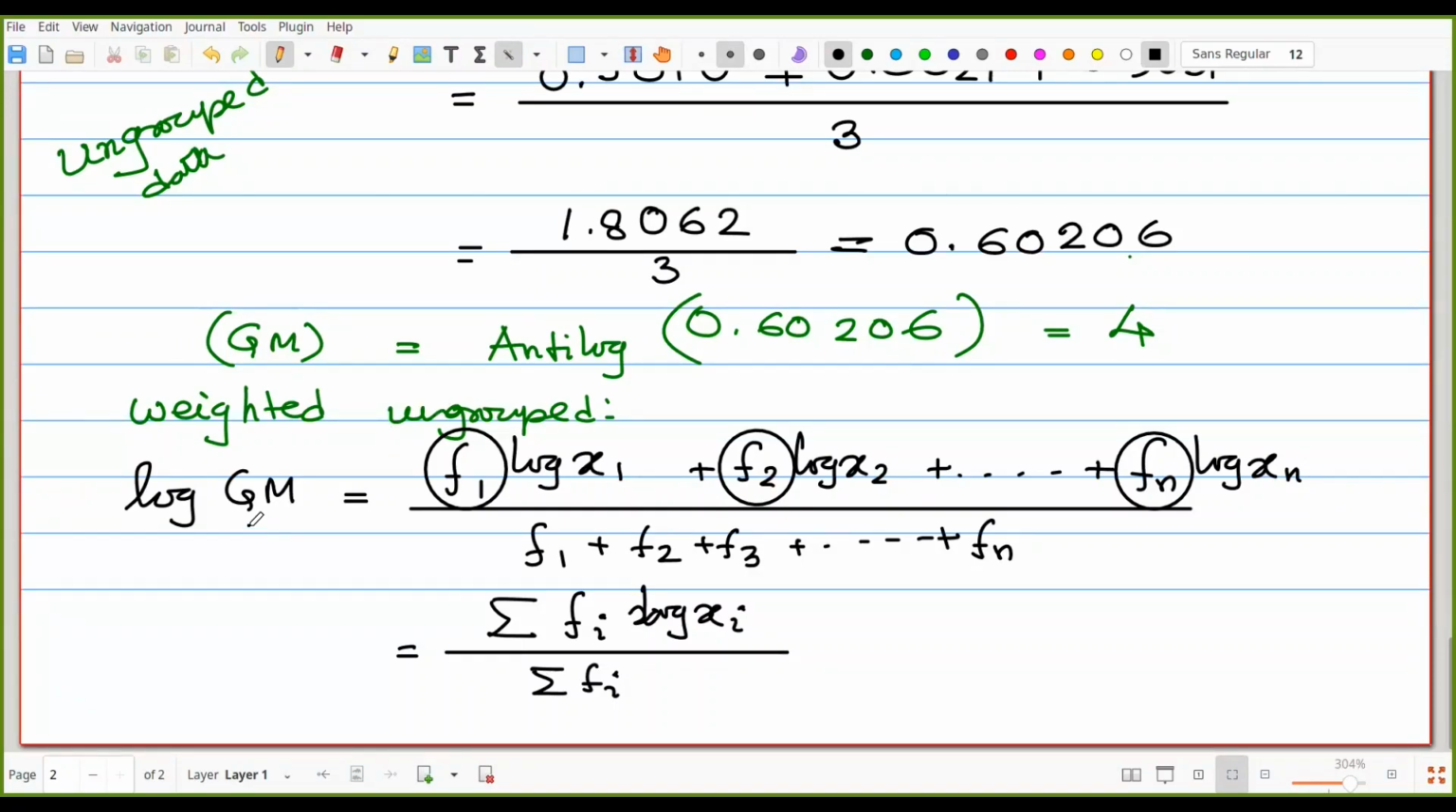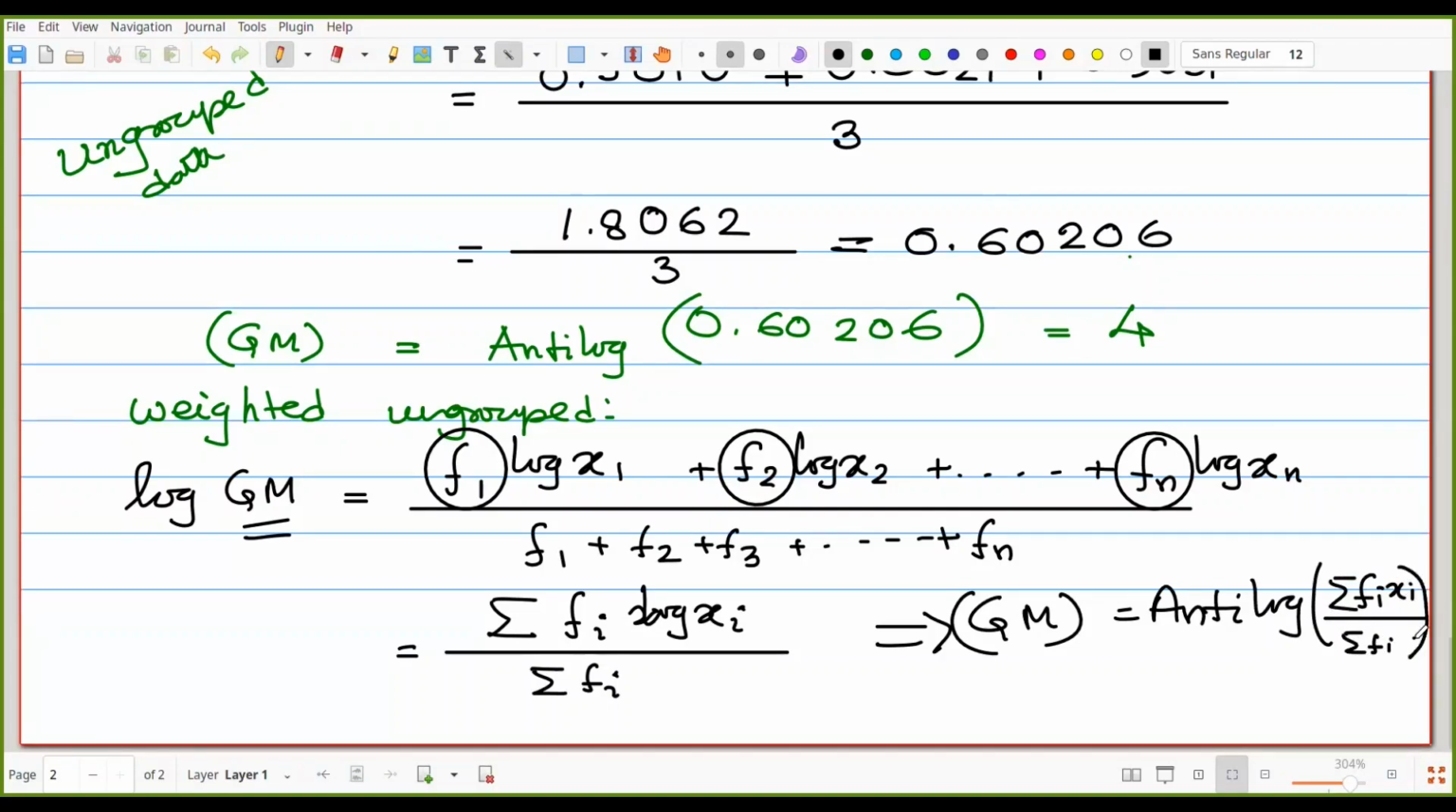Then use the GM. That means after that, we can use the anti-log of that particular value, summation of Fi log Xi divided by summation of Fi. Up to that, is that clear?